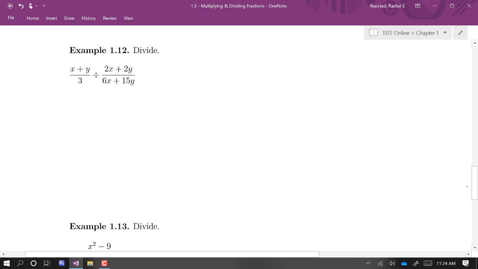Okay, let's move on to some division. The first step in a division problem is to turn it into a multiplication problem. So the first fraction is the same, and then I'm just going to flip the second fraction over.